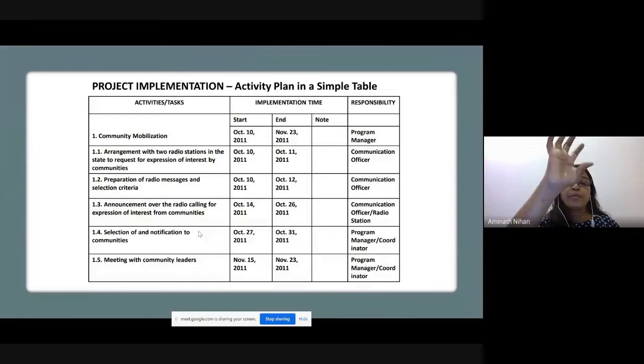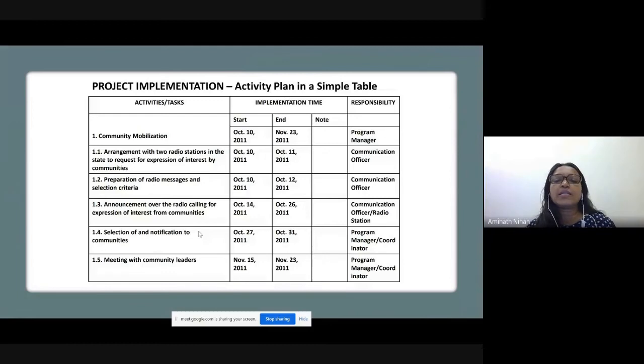For example, number one, community mobilization. So you are putting the subcategories under it, all the tasks that you are going to do. For example, arrangement with radio stations in the state to request for expression of interest by communities, preparation of radio messages and selection criteria, announcement over radio calling for expression of interest. So like that, what are the things that you are going to do? And here 1.5 you can see meeting with community leaders as well. So like that, what are the main tasks you can write down first? Each main task, break it down like this with subcategories.